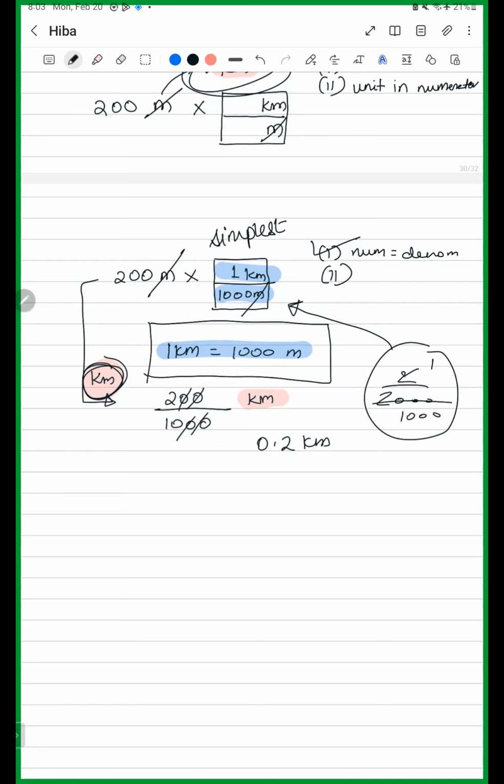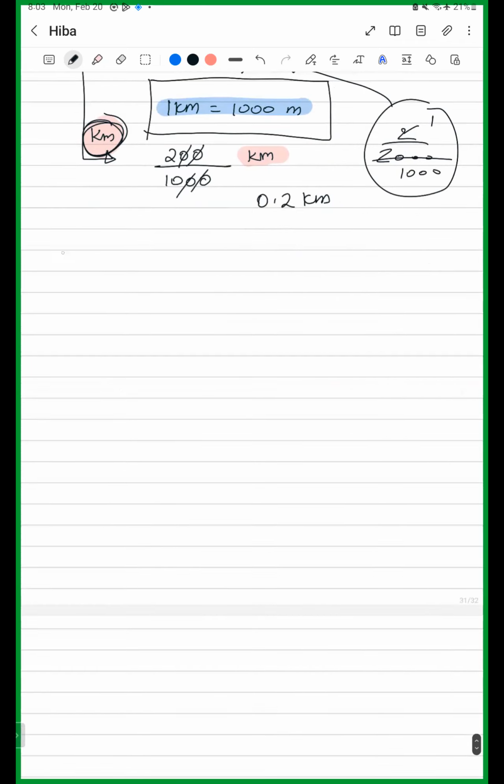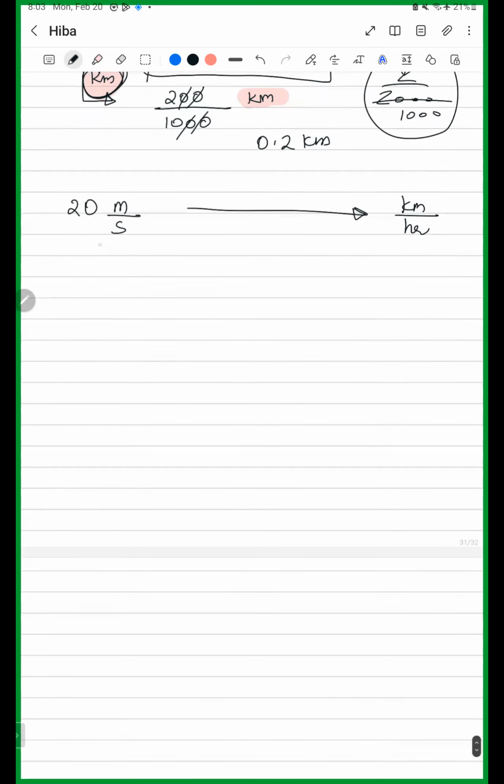Okay. Now if you're talking about your 20 meters per second, again see, I have written second in the denominator. This you have to convert into what, kilometer per hour, meaning hour should come in the denominator and kilometer should come in the numerator. So now look very carefully at the steps. Okay, look at the steps. What am I doing? 20 meters per second.